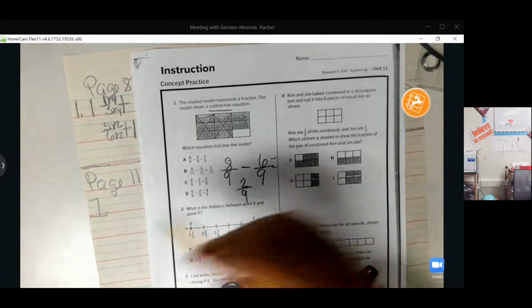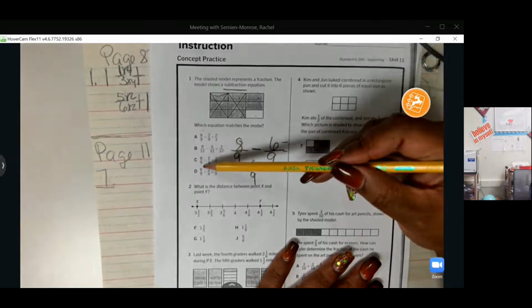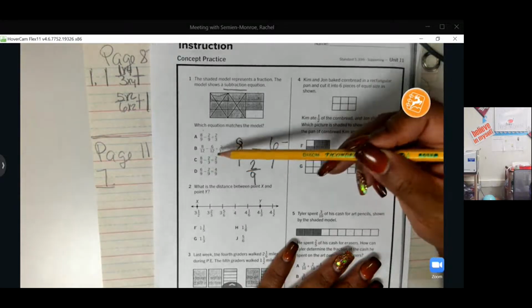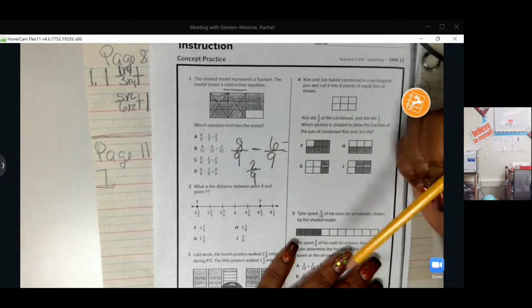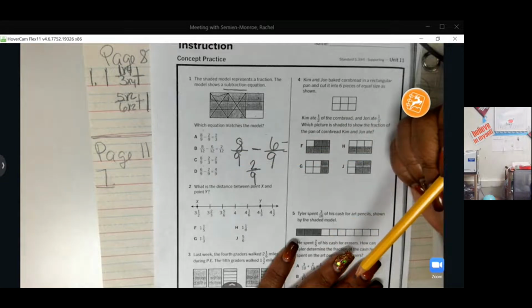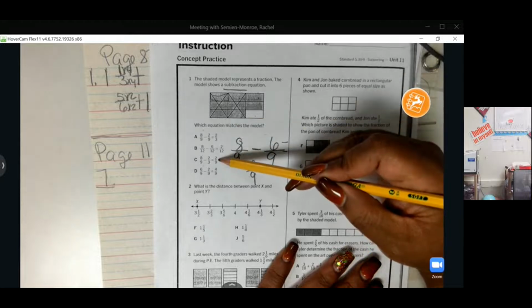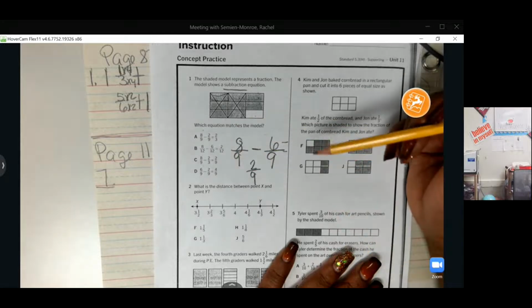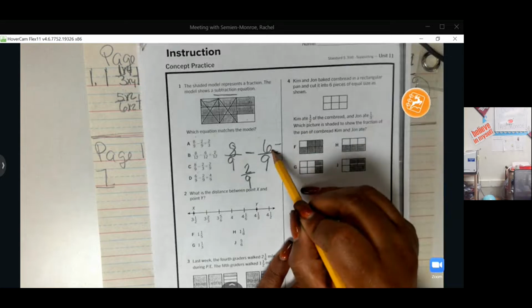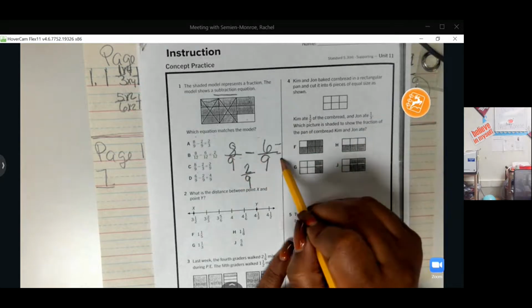I need to figure out, do I see this anywhere? I see an 8 over 9 minus 2 over 3 equals 2 over 9. That's not going to be it. Oh, but you know what? The answer is still coming out to be 2 over 9 because guess what? They simplify. Miss Monroe, I don't see my answer here anywhere.